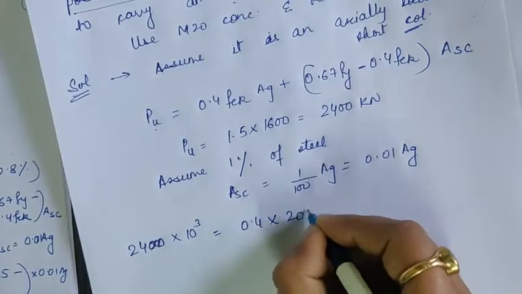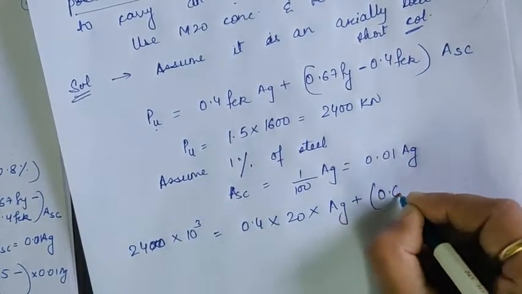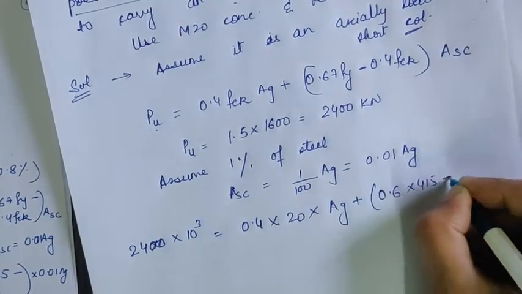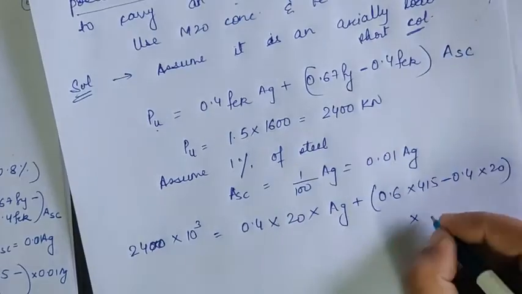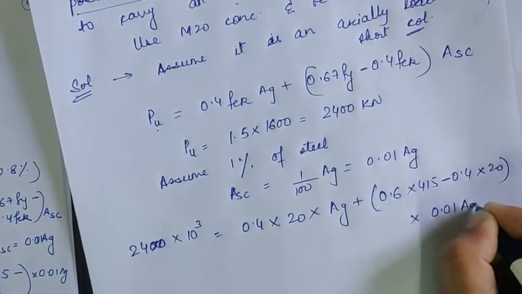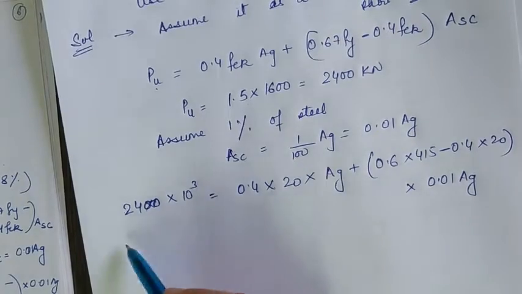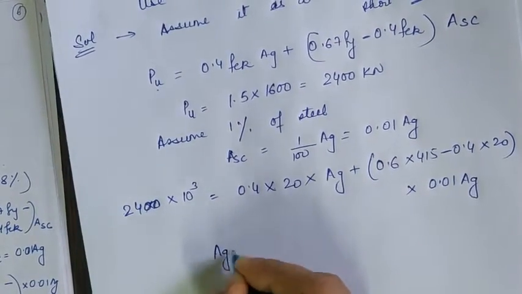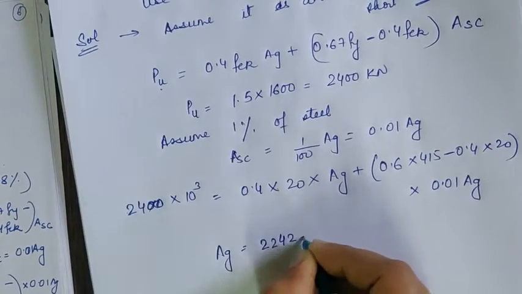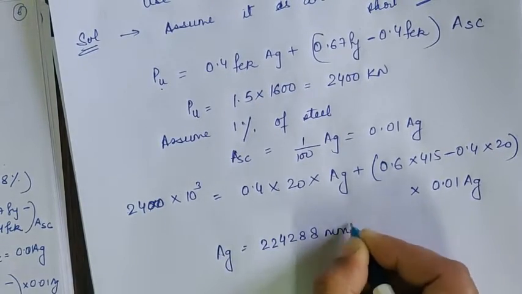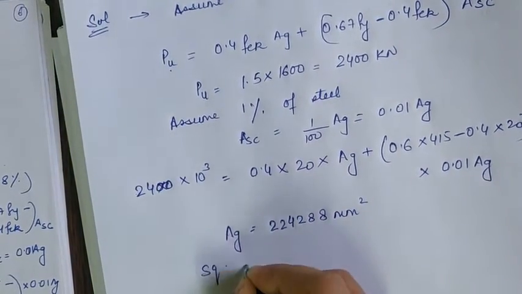FCK is 20 into AG, 0.6 into Fy is 415 minus 0.4 into 20 into ASC, which is 0.01 into AG. We have assumed it to be 1%. Okay, we'll solve this, we'll get the value of AG. So AG is coming out to be 44888 millimeter square.